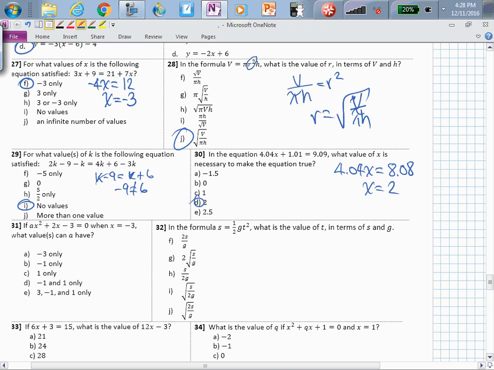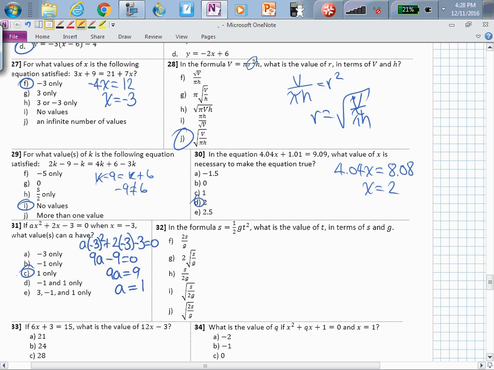This time, what value can a have when you've got this function equal to 0 and x is -3? So it gives me a times -3 squared plus 2 times -3 minus 3 all equals 0. So that's 9a, -6 minus 3 is -9, equals 0. 9a equals 9, a equals 1. And that would be C.